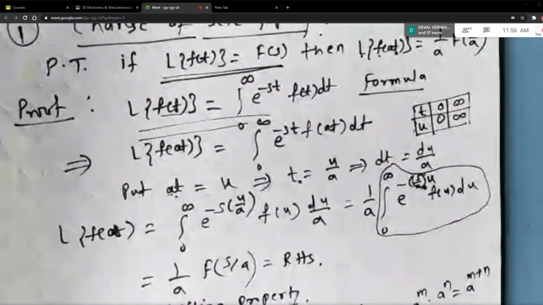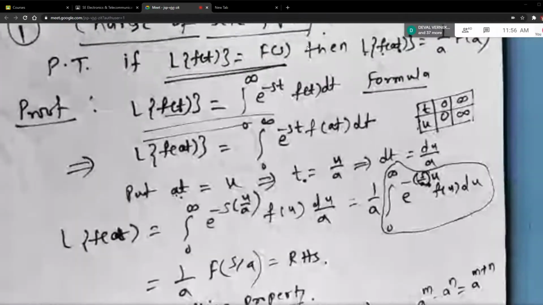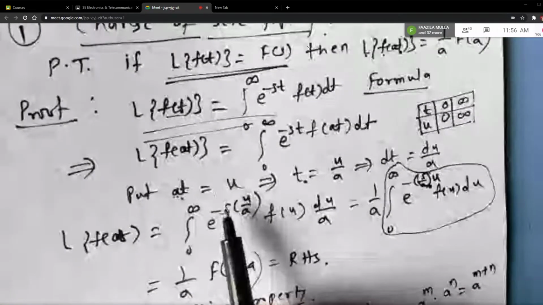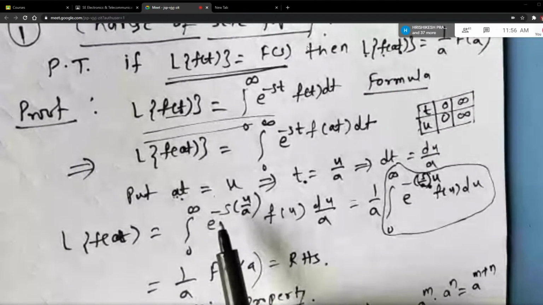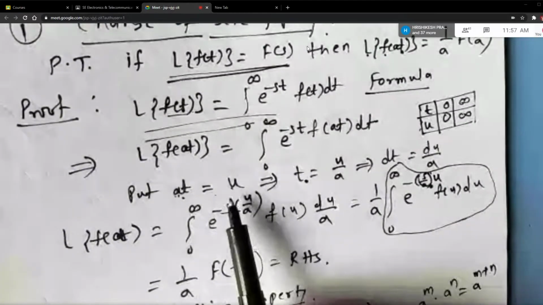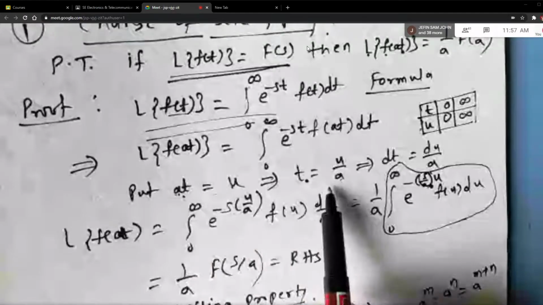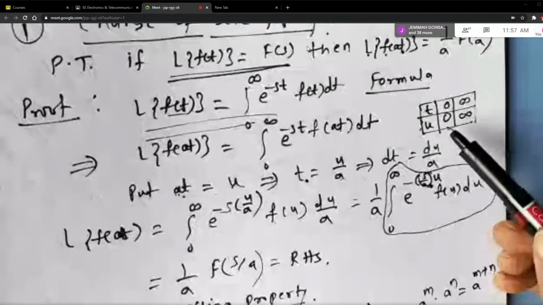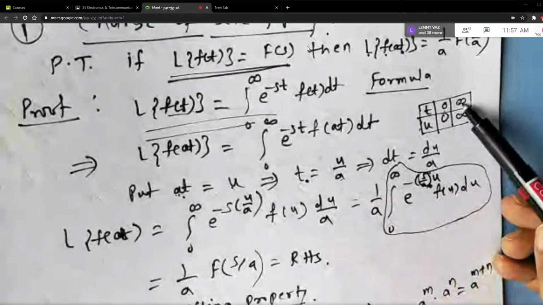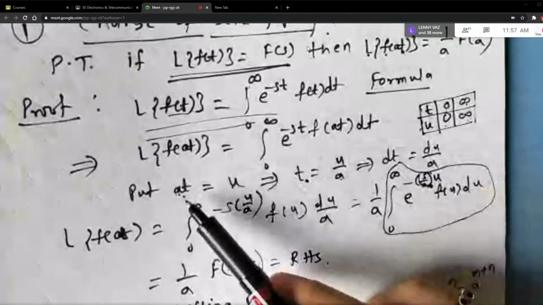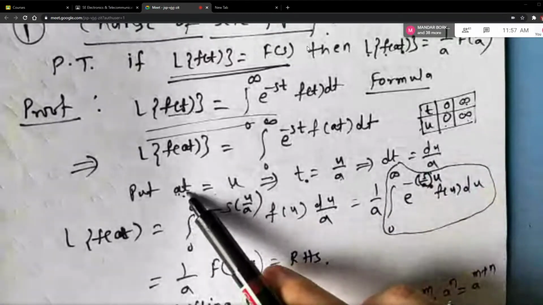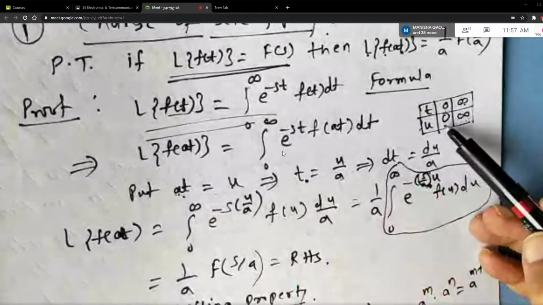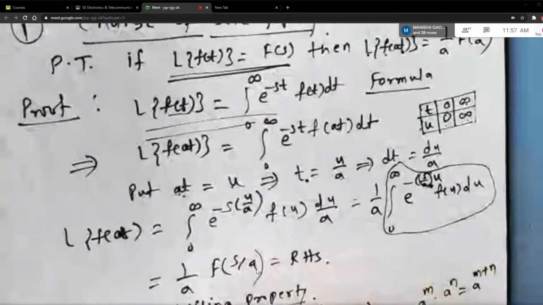Only f of t is replaced by f of at on both sides. Then what I have done here, students, see, I am substituting at as u. Then what happens? t will be equal to u by a. I am cross multiplying. dt will be du by a. Normal differentiation. What will happen with the limits here? Your original limits are from 0 to infinity. So what about the new limits? When t is 0, u will be 0, because anything into 0 is 0. When t is infinity, infinity into constant is infinity. So your limits will also be the same, 0 to infinity, right?